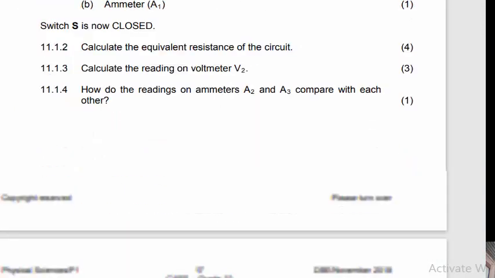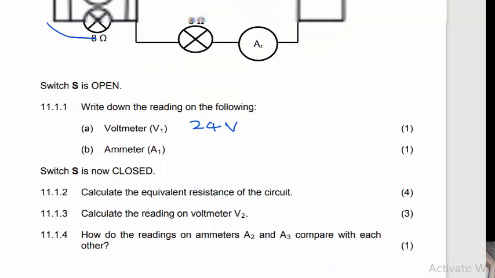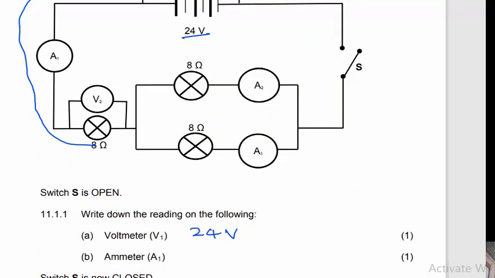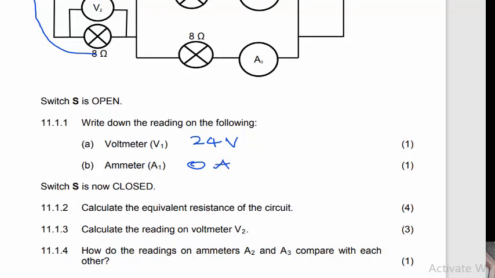So now that we've answered that question, let's look at the next question in line. So for the next question, it's B. It says write down the reading on A1. Since the switch is open, it will be 0 amps, right? Don't just write 0, write 0 amps, ammeter. So once you have this written, now the switch is closed.